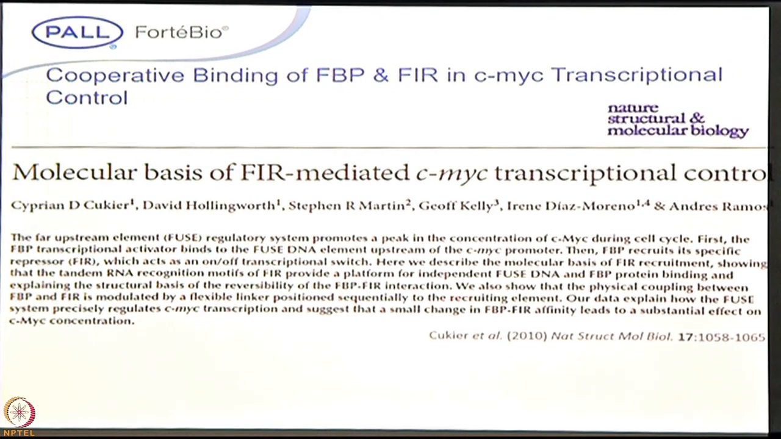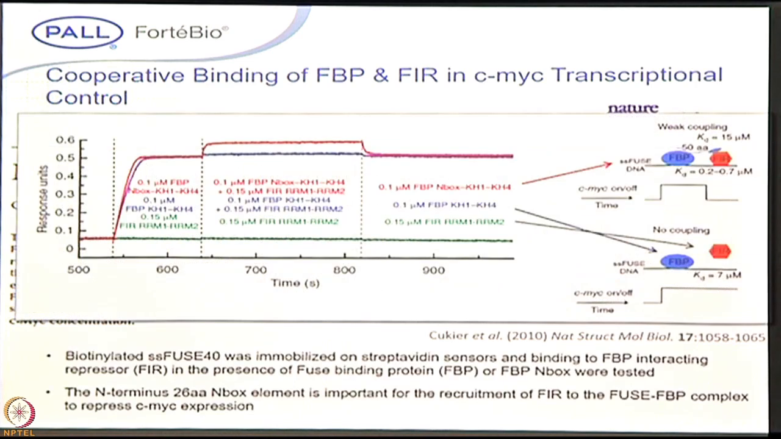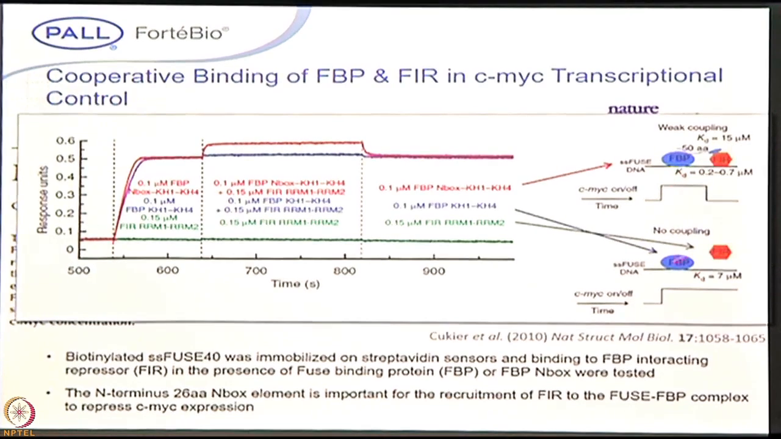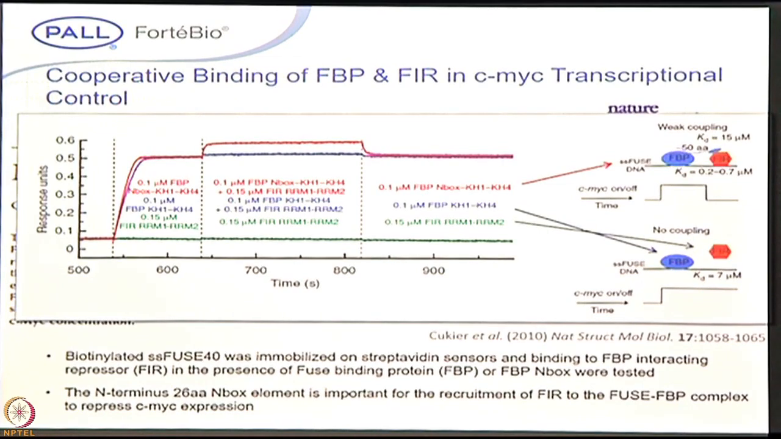The author concluded that there is a protein called FBP, and the presence of this FIR is only interacting with the FBP protein. In this experiment, he biotinylated the FUSE 40 DNA, immobilized it onto the streptavidin sensor, and then performed the binding of the FIR. In the presence of the FBP protein, only then the FIR is binding. Without this protein, it's not binding. So he concluded like that. It is a very important tool in basic research, where you can quickly screen those.